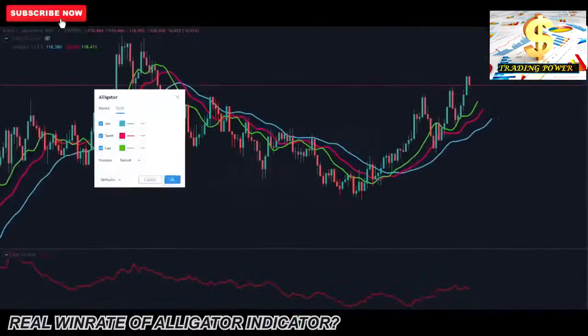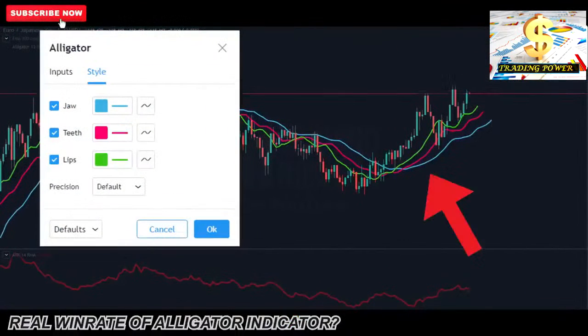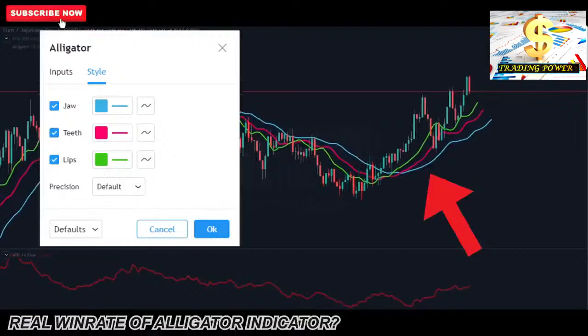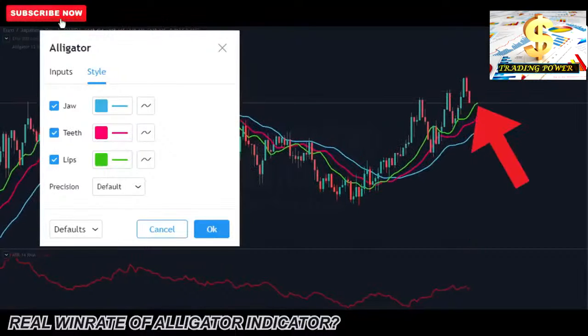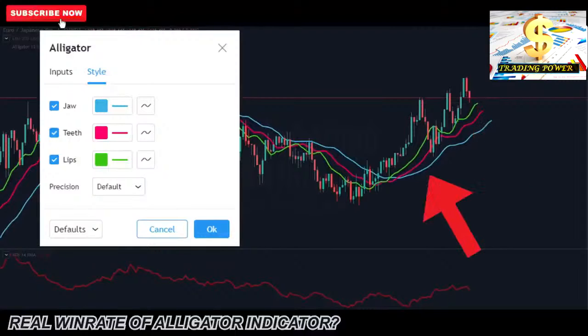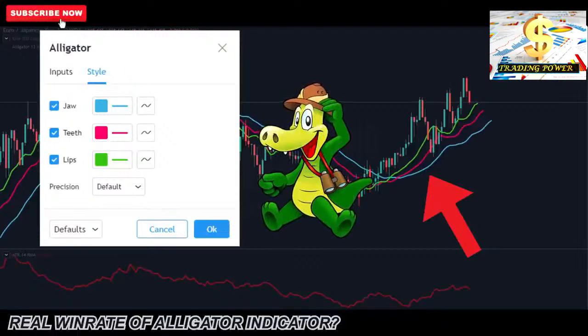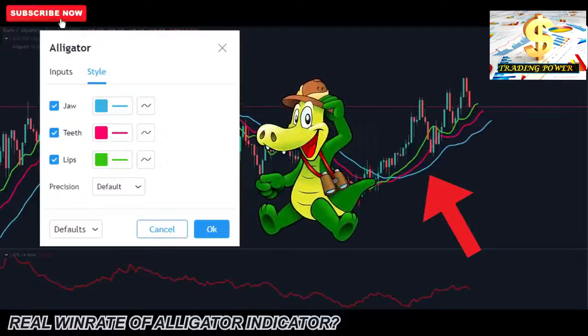On TradingView, the alligator indicator will look something like this. It has some interesting names like jaw, teeth, lips. I have already made a video on the basics. If you have never heard about this alligator indicator strategy, check out my previous video where I explain this strategy in detail.